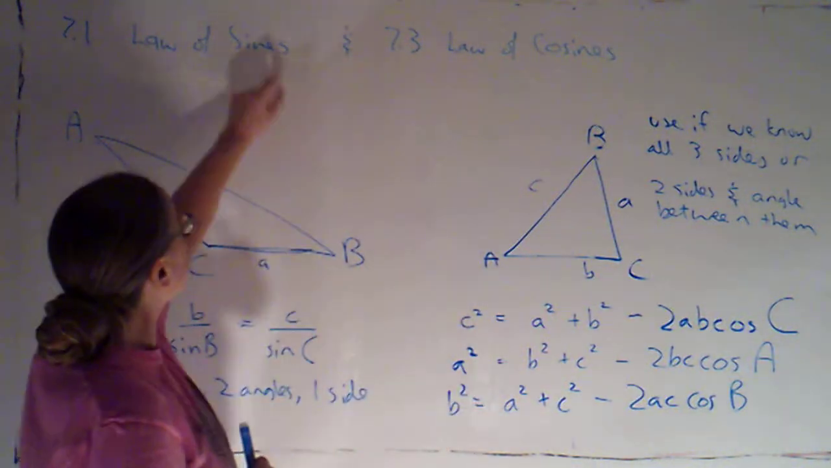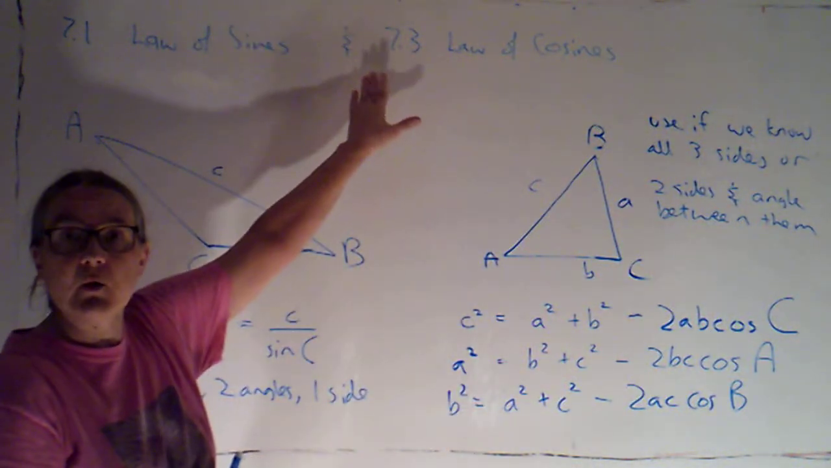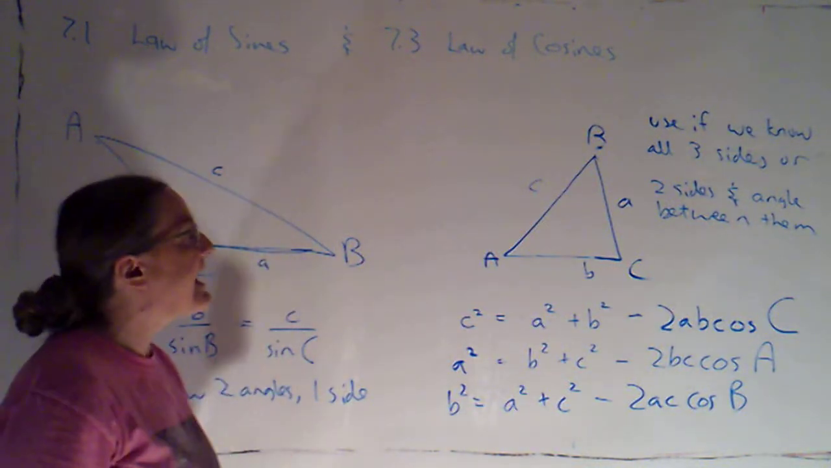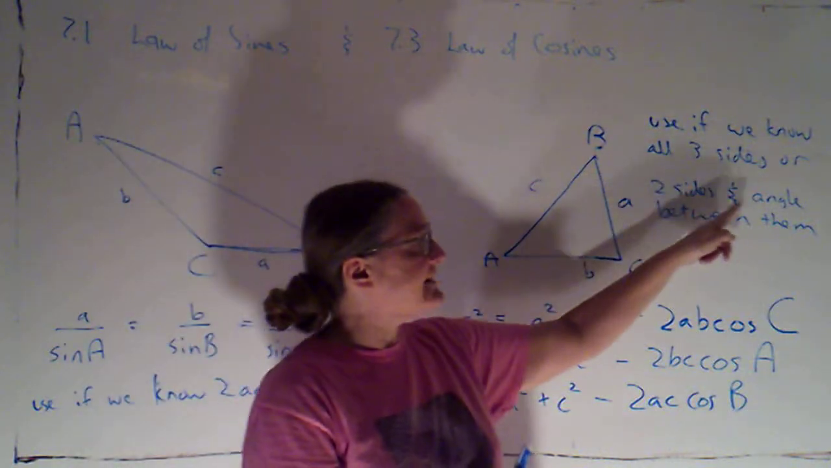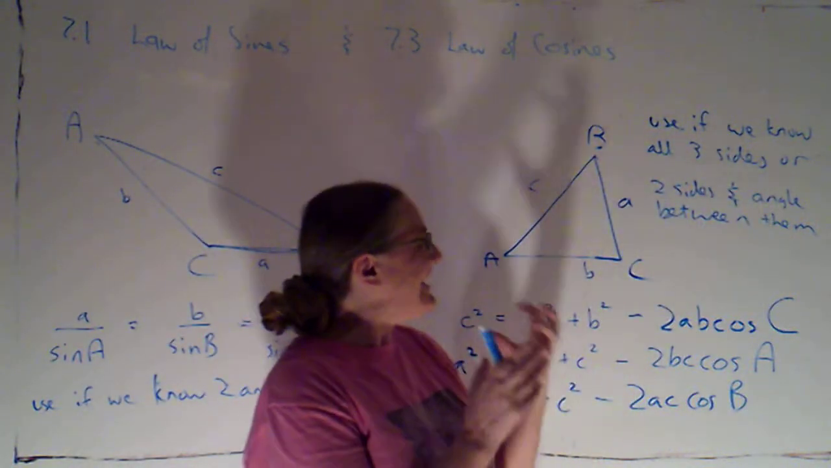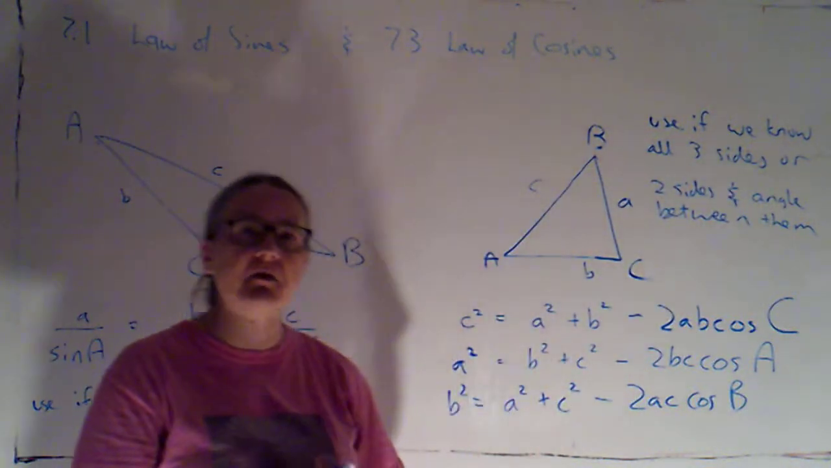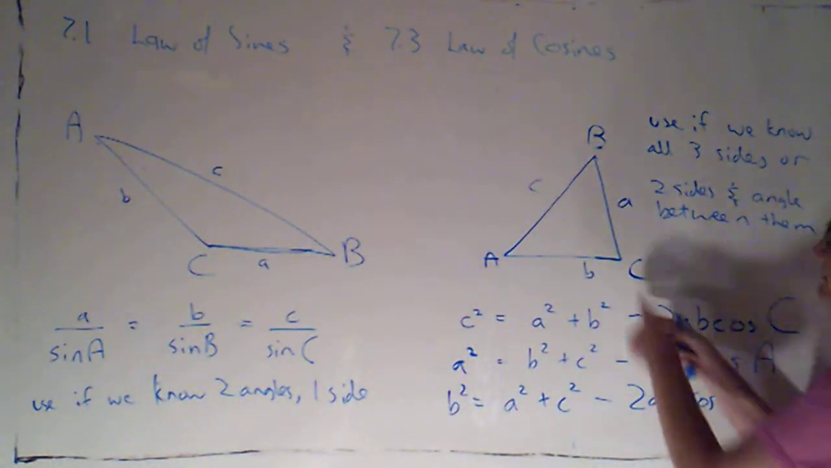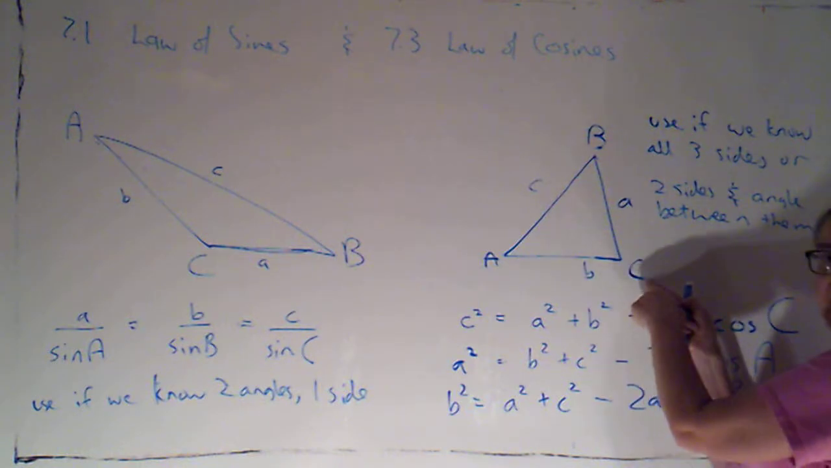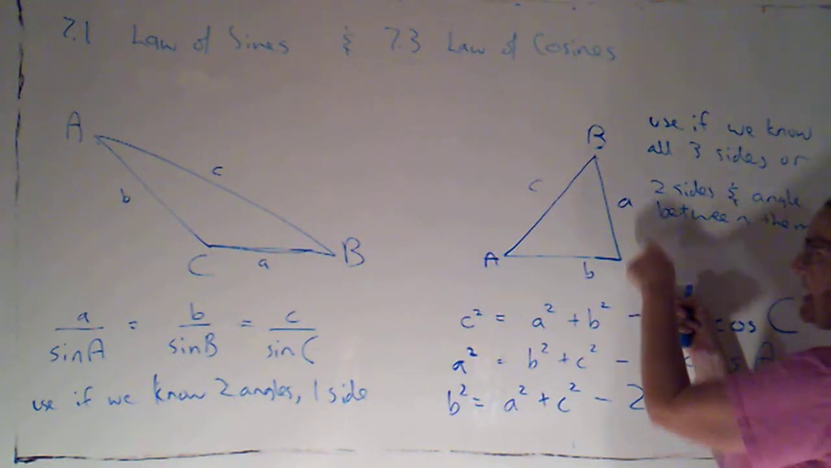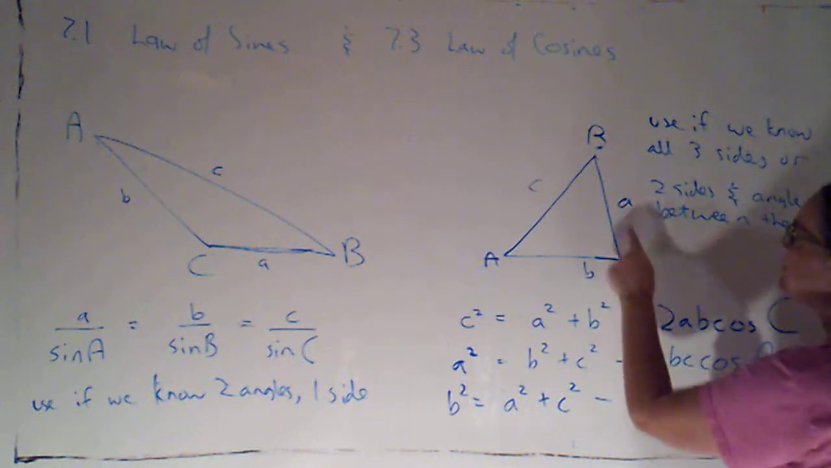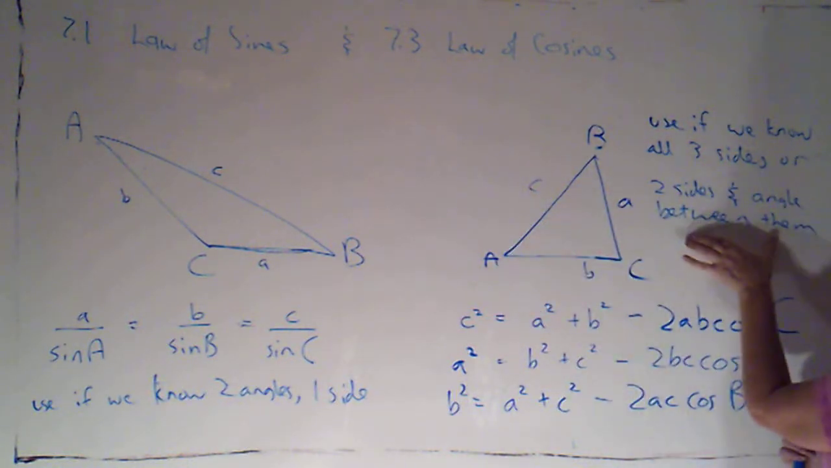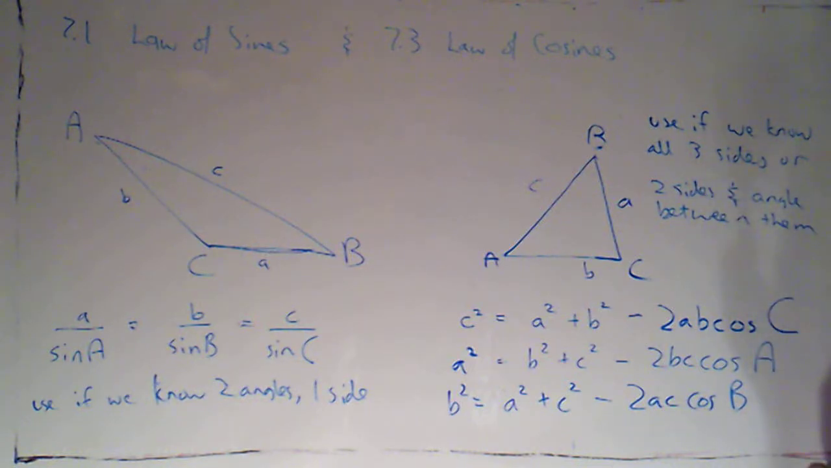Now you may have noticed we're skipping section 7.2. 7.2 is what's called the ambiguous case of the law of sines. That would be if I knew two sides and an angle, but the angle isn't the angle between those two sides. So for example, I would use law of cosines if I knew sides A and B and angle C. That's the angle between those. If I knew sides A and B and angle A, that doesn't quite match this. That's what's covered in 7.2.